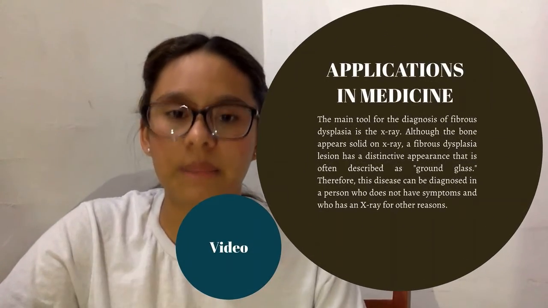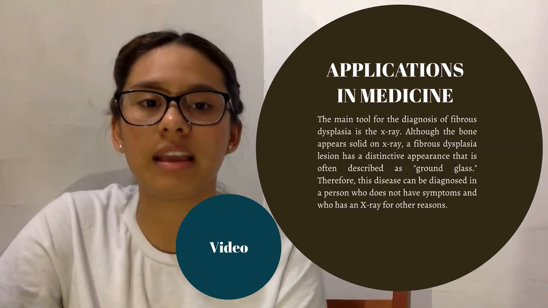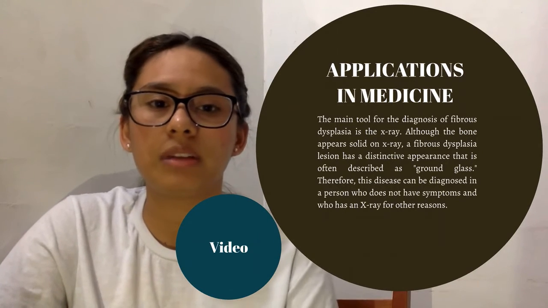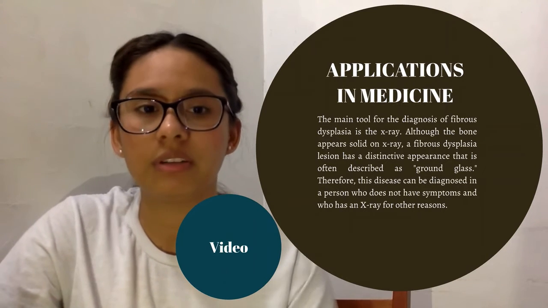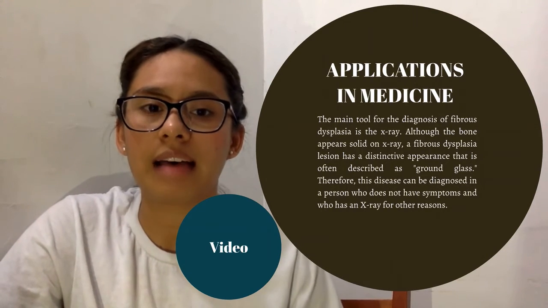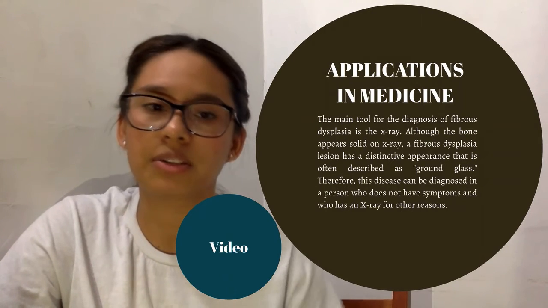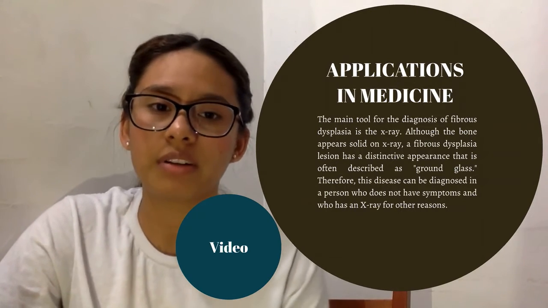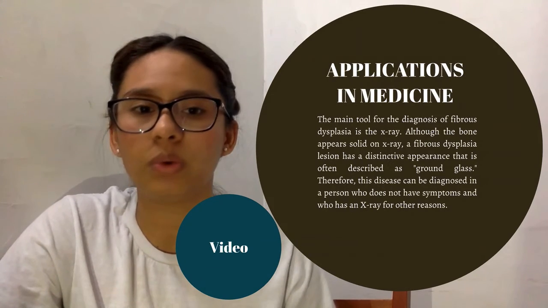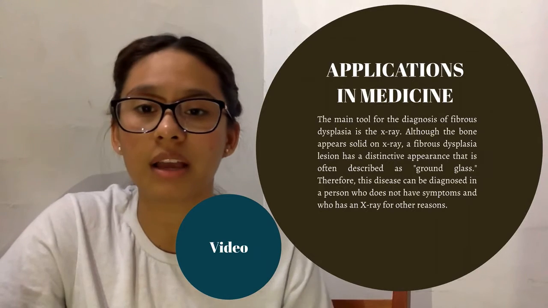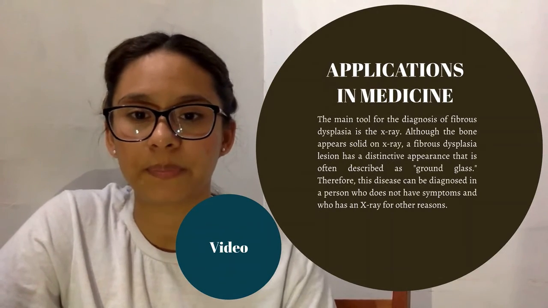Applications in medicine. The main tool for the diagnosis of fibrous dysplasia is the X-ray. Although the bone appears solid on X-ray, a fibrous dysplasia lesion has a distinctive appearance that is often described as ground glass. Therefore, this disease can be diagnosed in a person who does not have symptoms and who has an X-ray for other reasons.